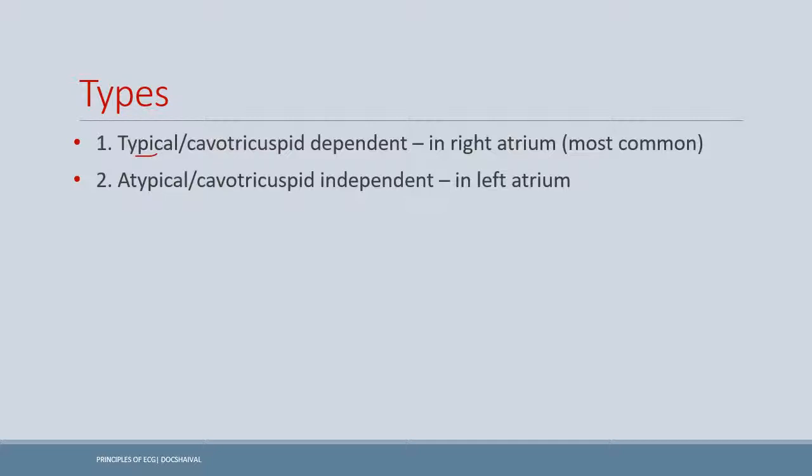Typical atrial flutter, I have already explained, is around the cavotricuspid isthmus pathway, and obviously it is around the tricuspid valve, so it is in the atrium, and this is the most common type of atrial flutter present amongst the patients. Now there is also atypical atrial flutter that has reentrant loops in the left atrium, okay, and obviously it is independent of the cavotricuspid isthmus.